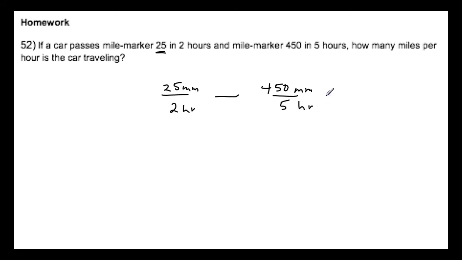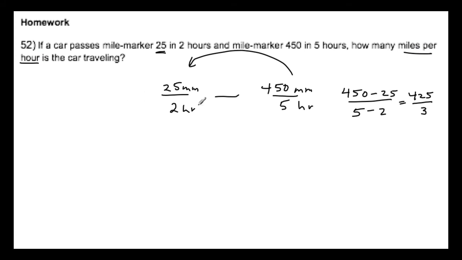So basically what we do, think of our slope formula. So this time we're going to go backwards because we have the bigger numbers over here. So 450 minus 25, that's going to be mile markers, and then 5 minus 2 is going to be the number of hours it took to get there. So that's going to be 425 miles in 3 hours. We have to find out how many miles per hour, so we know that's a unit rate. So we divide the top by the bottom to get that unit rate.